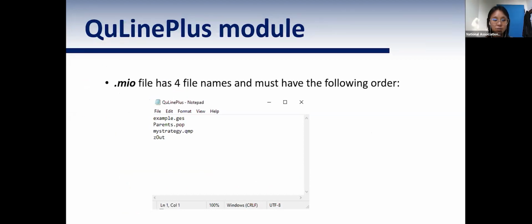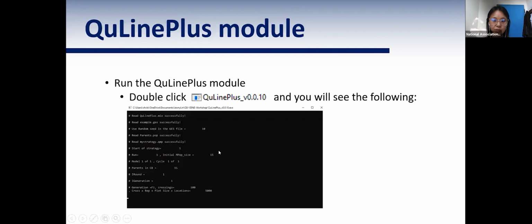So after we have made our adjustments in the QMP file, we also have the MIO file. This basically just tells QLine Plus what files it needs to call in, and it needs to be in this order. You can modify it based on if you have different names for your files. So next, we can actually run the QLine Plus module.